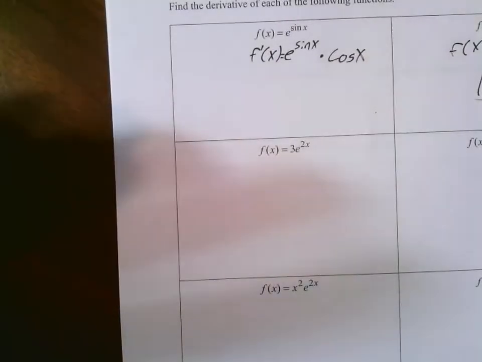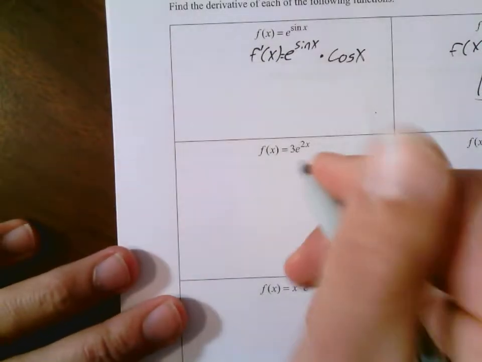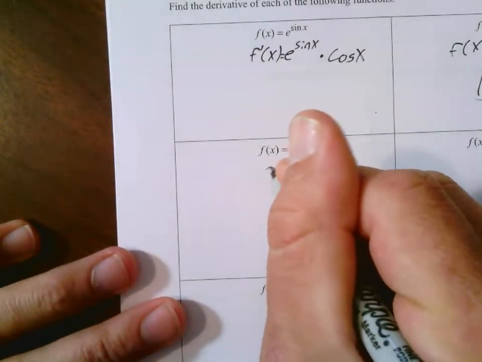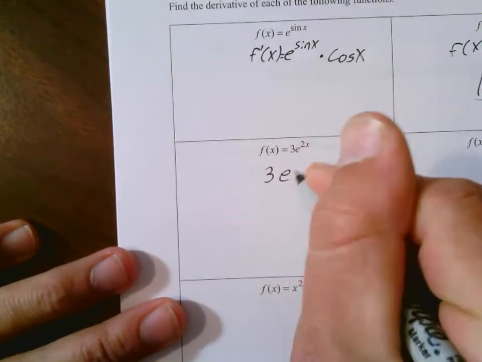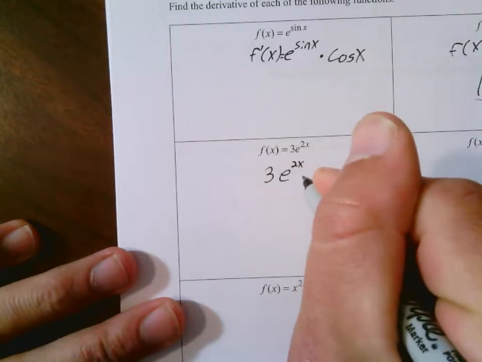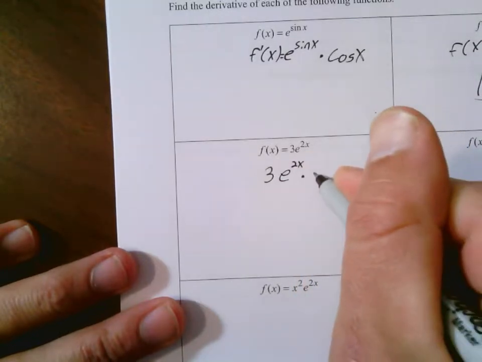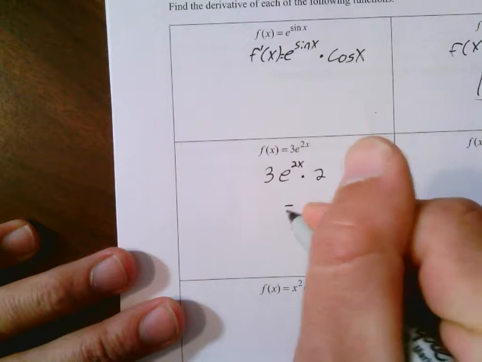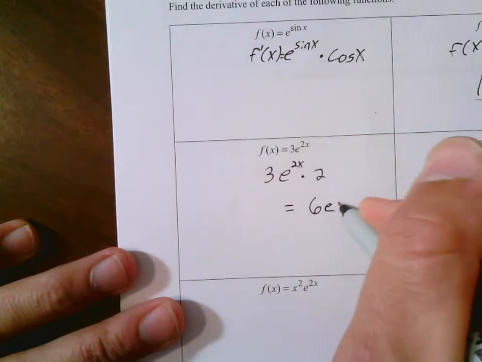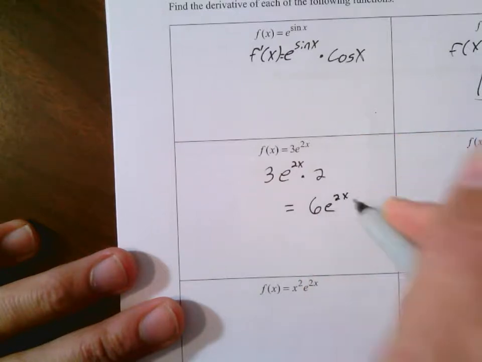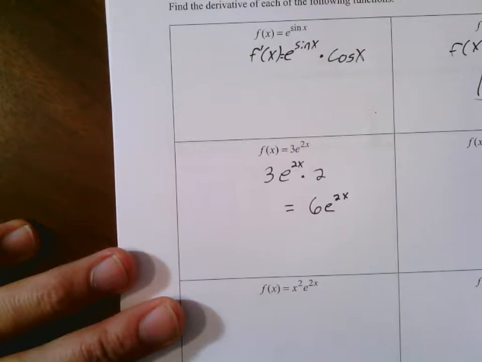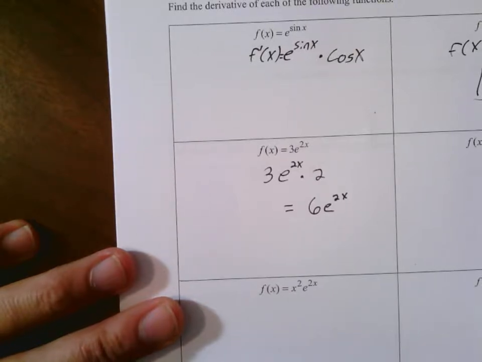Alright, even easier, 3e to the 2x will be 3e to the 2x times the derivative of 2x, which is 2, leaving you with 6e to the 2x. This is e, this is chain rule, this is everything.